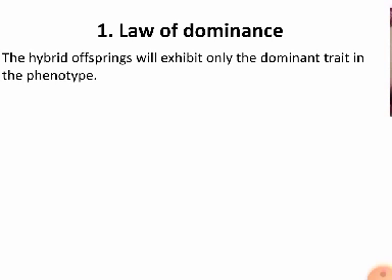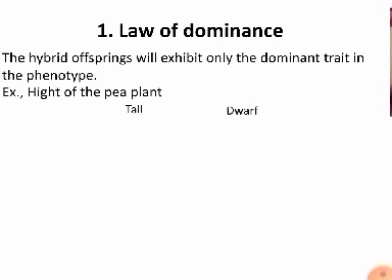It means that during a cross of contrasting characters, the character which expresses itself is called the dominant character, while the one which gets suppressed by the dominant character is called the recessive character. Let's see the explanation. Example: height of the pea plant. In the height of the pea plant, two contrasting characters are present. One is tall and the second is dwarf.